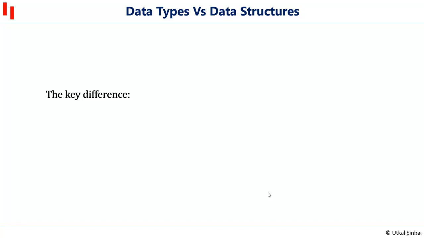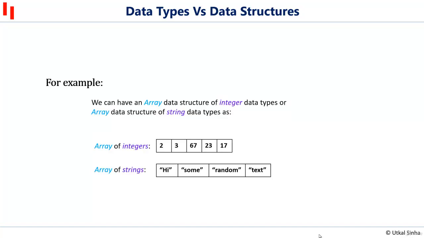So what's the difference between data types and data structures? The key difference between them is that a data structure is a way to organize and store information of same or different data types. So in other words, we can think of data structures as a collection of data types. For example, we can have an array data structure of integer data types or an array data structure of string data types. Array is used in this example as a reference.